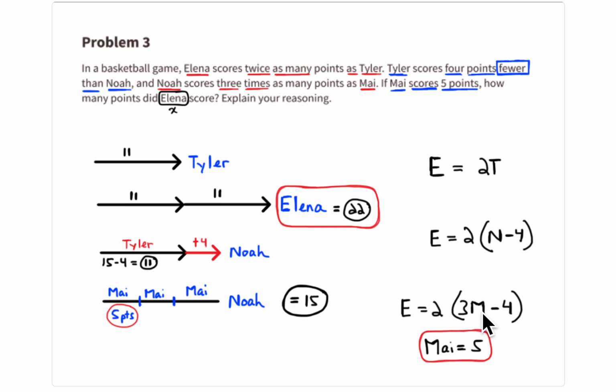So 3 times 5 is 15. That's the number of points that Noah scored. 15 minus 4 is the number of points that Tyler scored, because remember, he scored 4 points fewer than Noah. So that's 11. And Elena scored twice as many points as Tyler, so 2 times 11 is 22. So going back and forth and figuring out what this single equation is, is the goal of these kinds of problems.